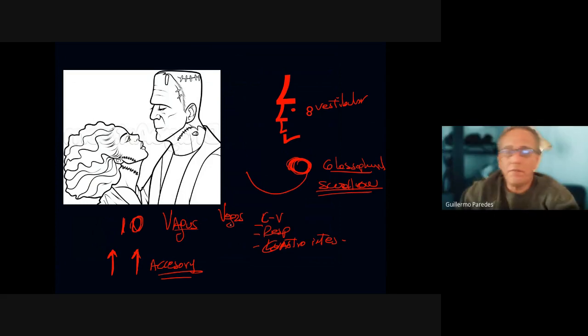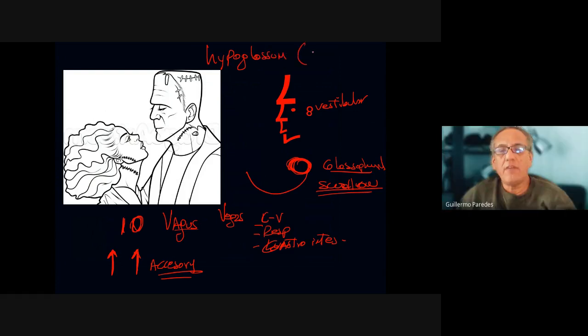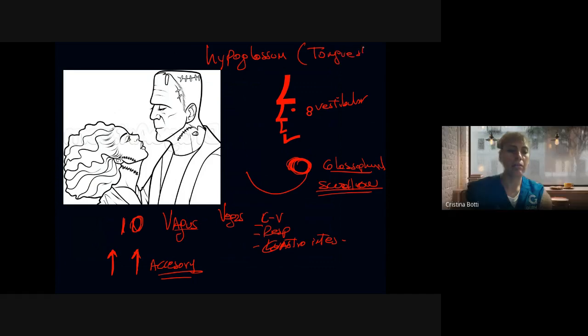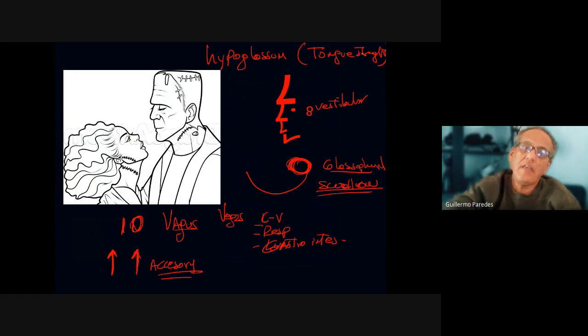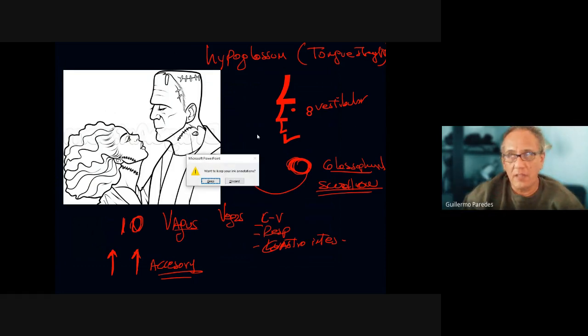And number 12, we just need to remember, is the hypoglossal. That is actually the tongue strength. Okay? So that is, in general, what I want you to remember for the cranial nerves. I know it's a lot. That's why I didn't teach that in the previous class, because you have until next Monday. So that is the reason I did this on purpose.